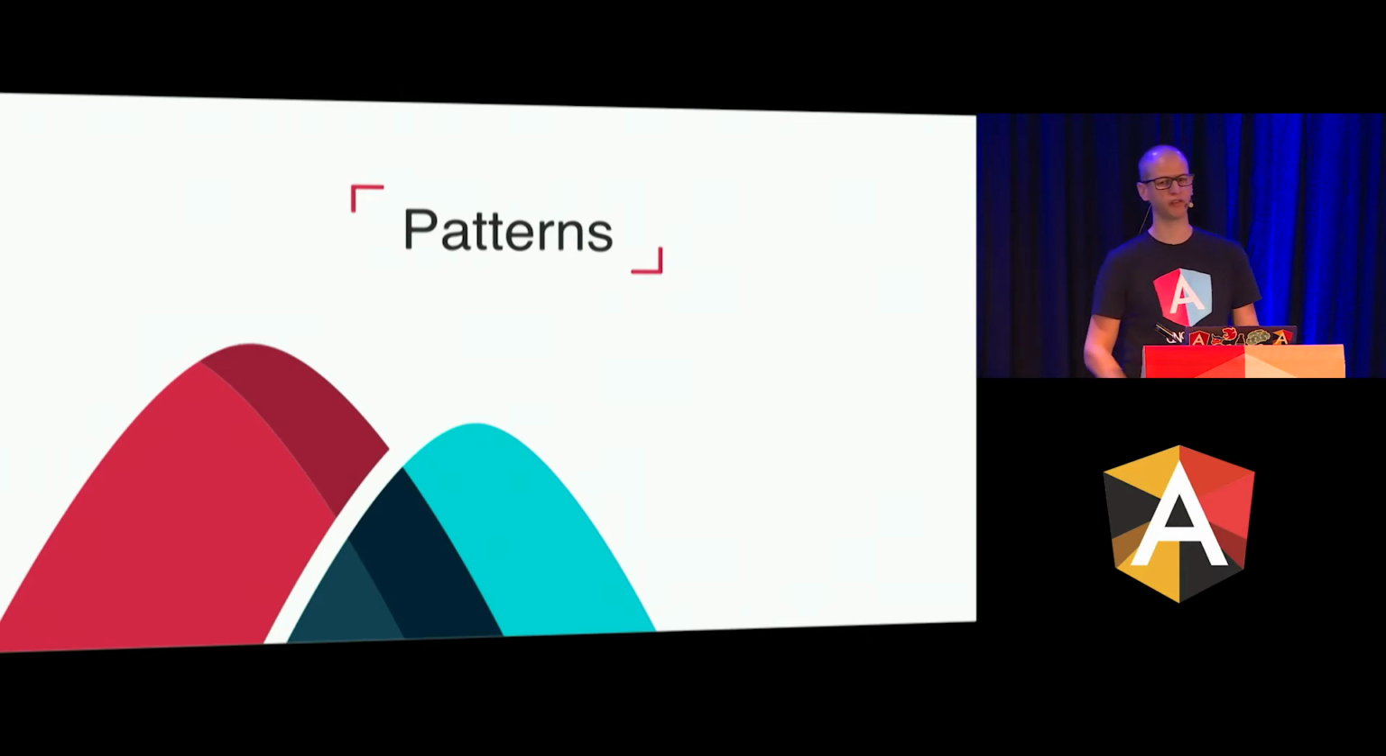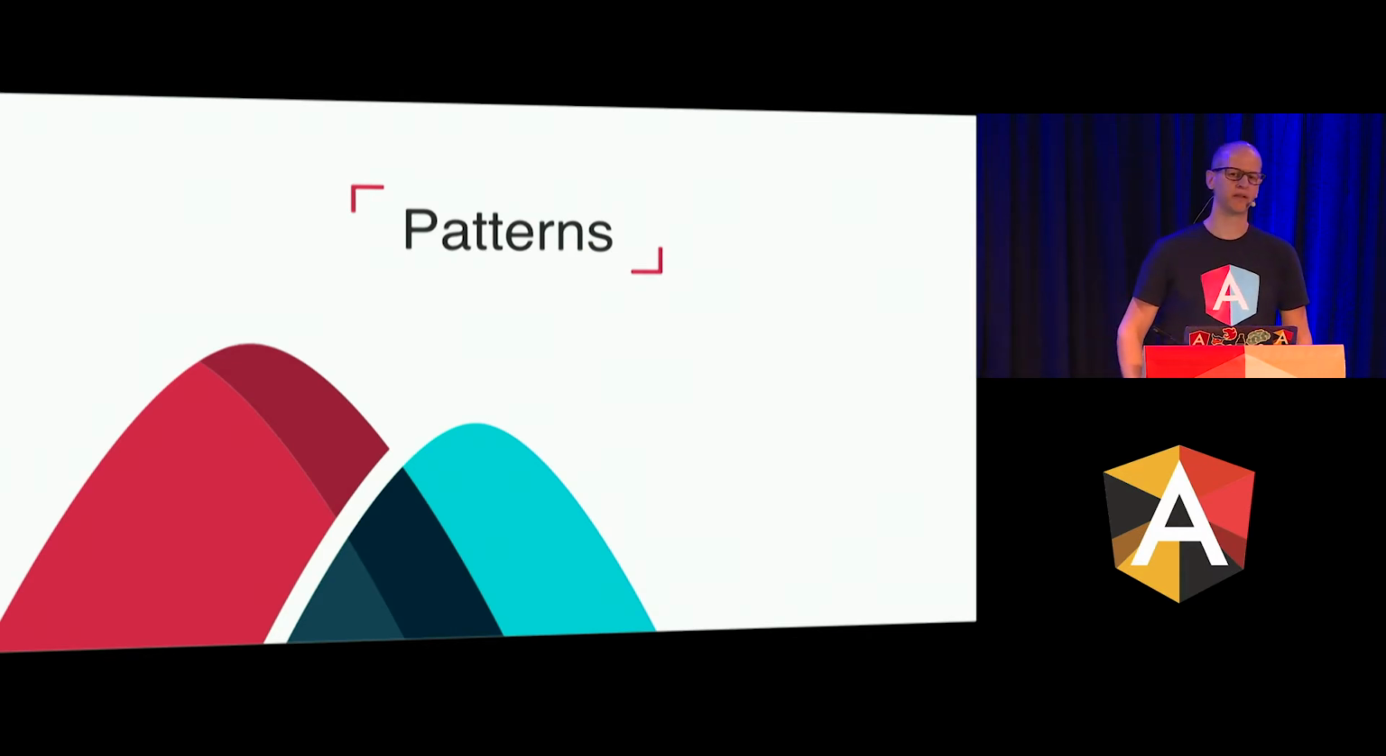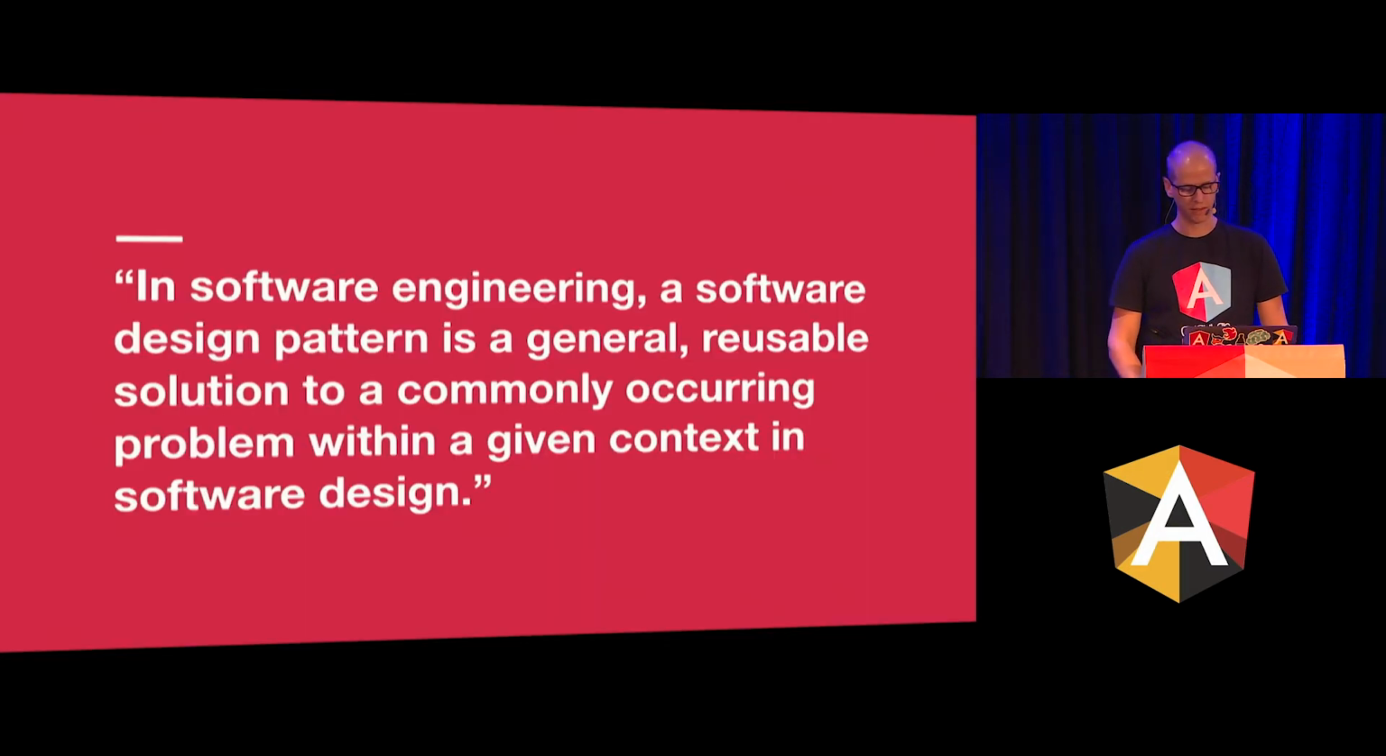So, topic of today. We want to talk about patterns. But what is a pattern? So first, let's go to a common definition, and let's look at this one. In software engineering, a software design pattern is a general reusable solution to a commonly occurring problem within a given context in software design. So what does that mean? If you have some problems, and those problems always have kind of the same characteristics, and you solve them using the same tools and the same pieces of code, you've basically discovered a pattern.